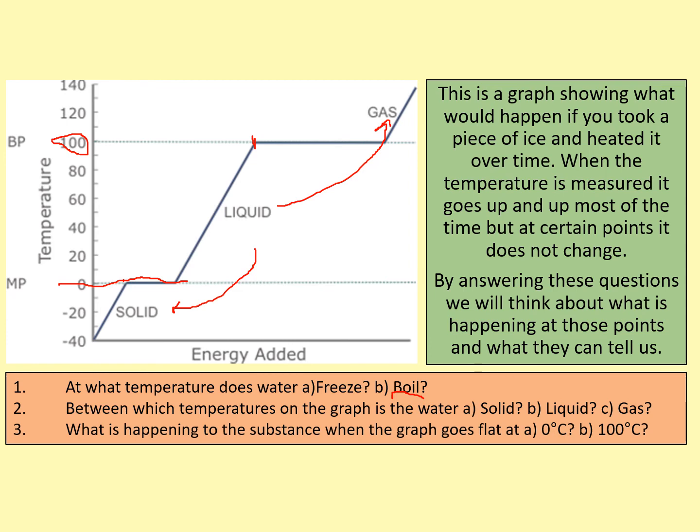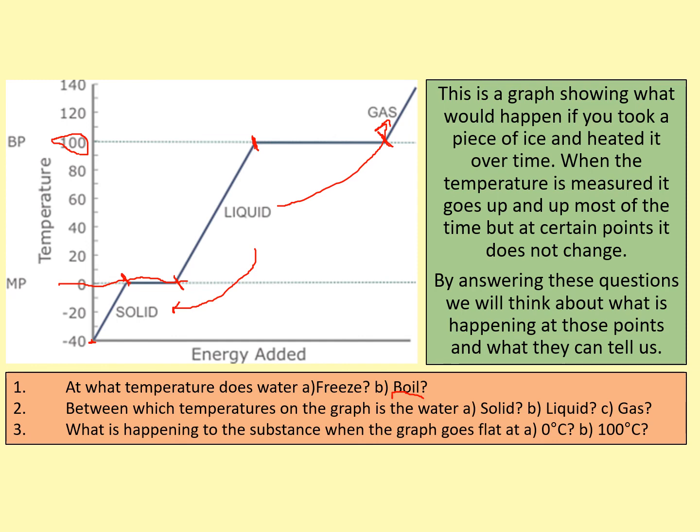Question 2 says, between which temperatures on the graph is the water a solid? So between which two temperatures is a solid? We can see it's at -40 to 0 degrees. And in terms of a liquid, the temperature is from 0 to 100. And in terms of a gas, it is from 100 degrees Celsius upwards.